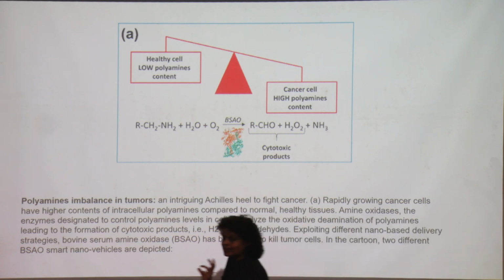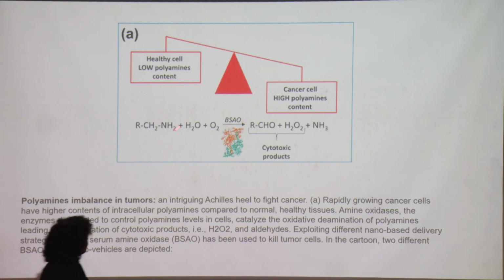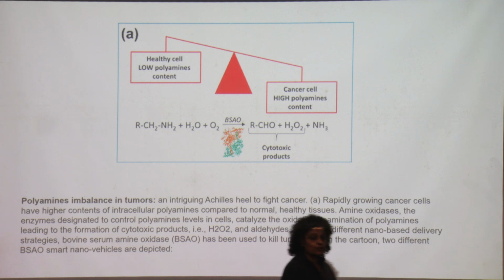Cancer cells, in order to proliferate rapidly, have a huge amount of polyamines, because polyamines are used for constructing the whole cell, right? And normal cells have low polyamine contents, just simple polyamines, right? And these are used as the building blocks to make other macromolecules. So now we know cancer cells have a high amount of polyamines. So there is this enzyme, BSAO.